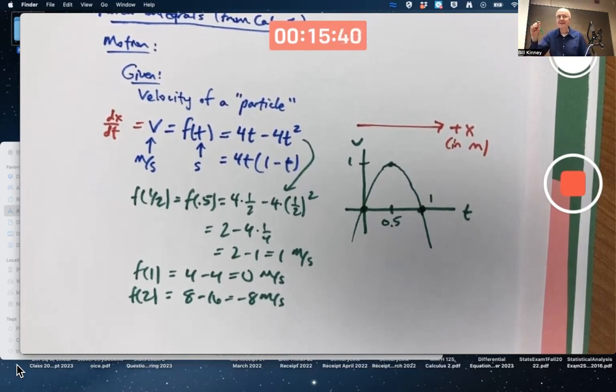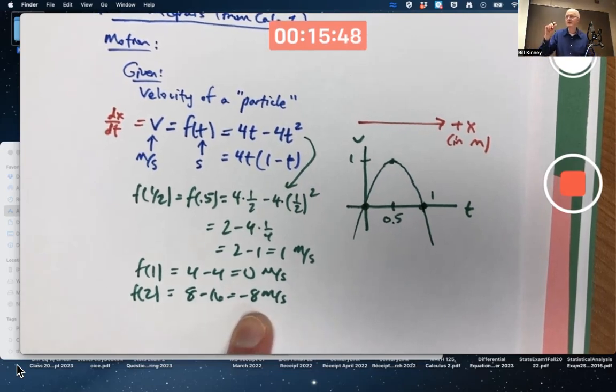Speed and velocity are not the same thing, but they're related. Speed is the absolute value of the velocity. When I say the velocity is negative 8 meters per second, I'm saying the speed is 8 meters per second, but the motion is to the left in the negative direction.